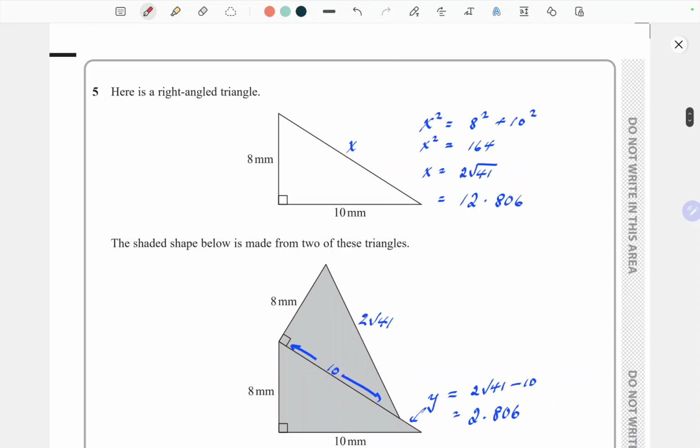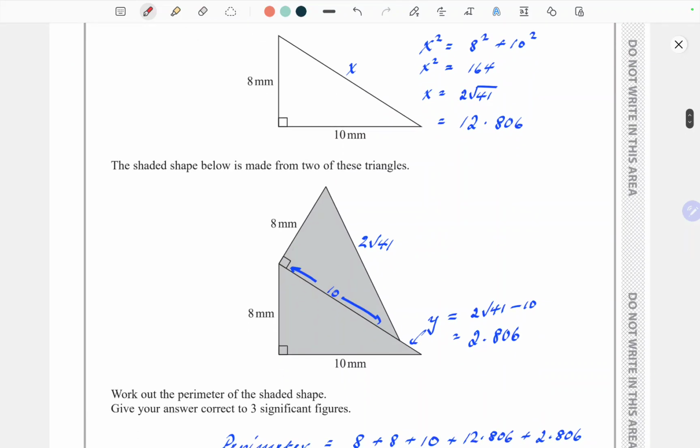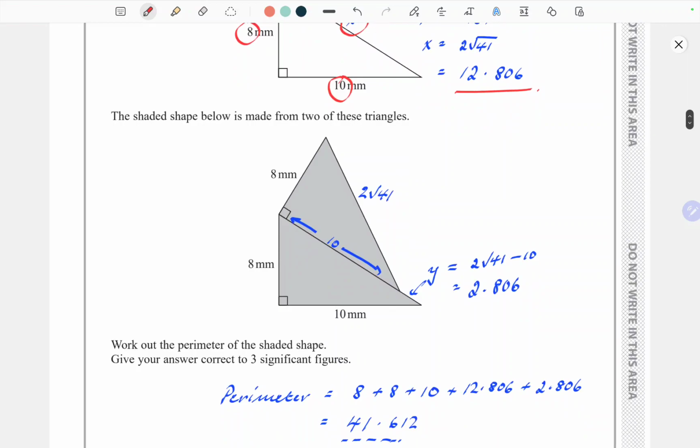Right, next question. It's a right angle triangle, Pythagoras, straight off. All right. Now, what they've given is a shape made up of two of these identical triangles. So first thing we need to do is to work out the diagonal, the hypotenuse of the original triangle. And as you know, it's 8 squared plus 10 squared. It's total 164. So x is 2 root 41. Put it in your calculator and you get 12.806. Hold on to the decimal places for the moment until we finish the calculation.